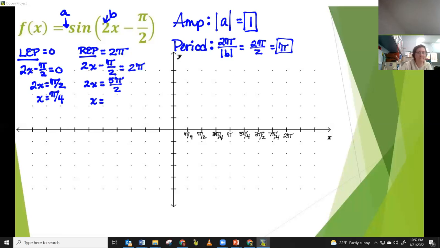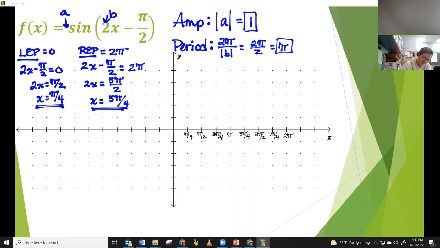And when I do that, I get what? Five pi over what? Five pi over 4, yes. Okay, so here's my left endpoint.